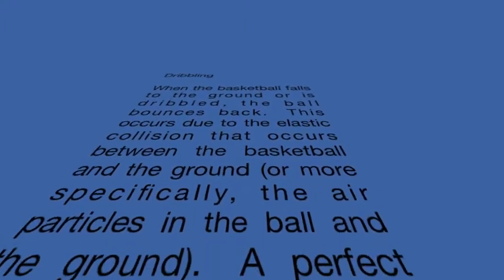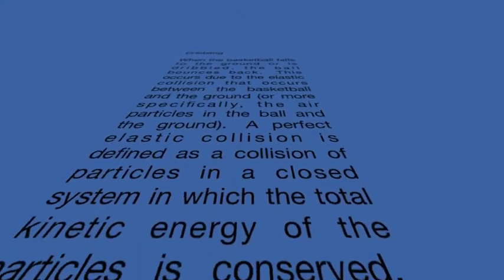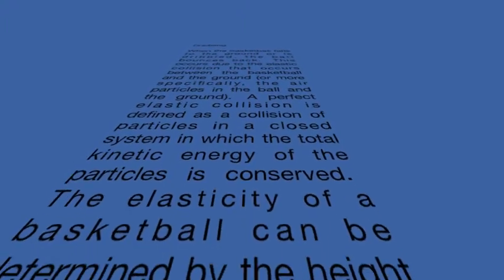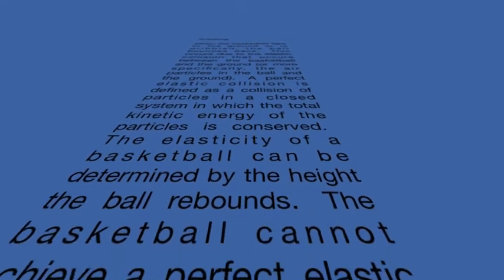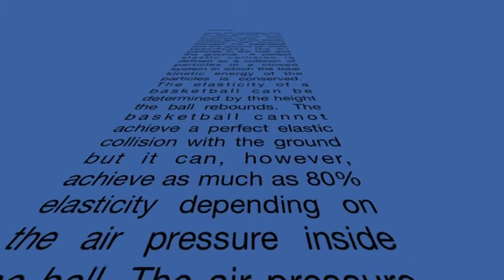When the basketball falls to the ground or is dribbled, the ball bounces back. This occurs due to the elastic collision that occurs between the basketball and the ground, or more specifically, the air particles in the ball and the ground. A perfect elastic collision is defined as a collision of particles in a closed system in which the total kinetic energy of the particles is conserved. The elasticity of a basketball can be determined by the height the ball rebounds.